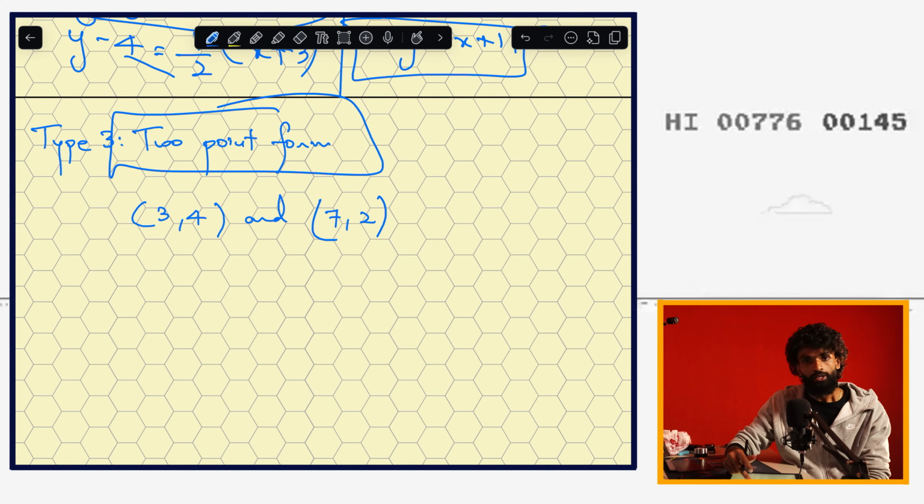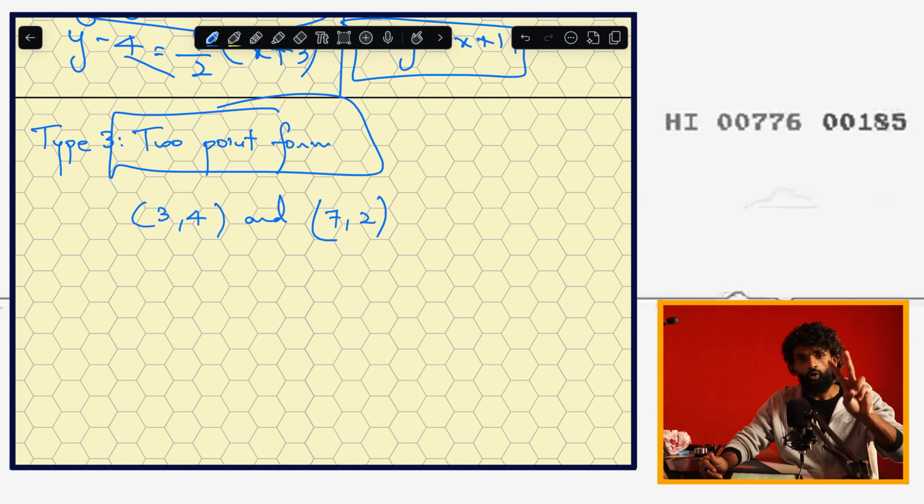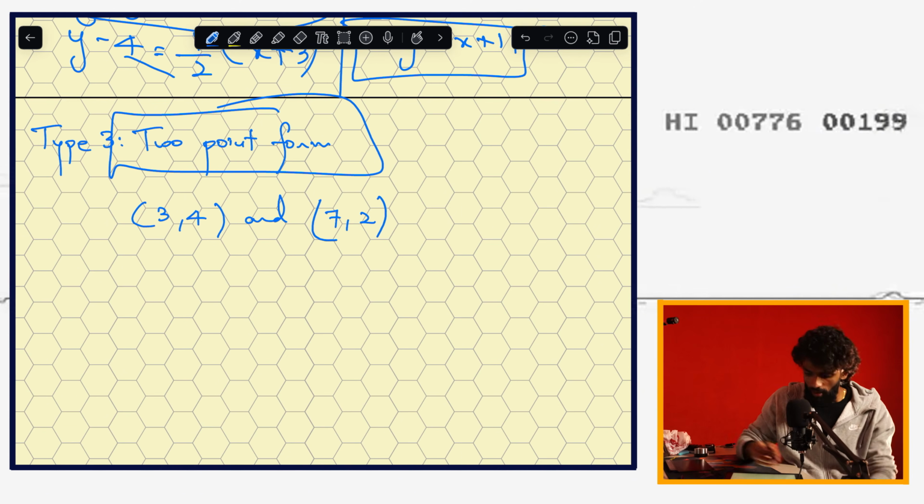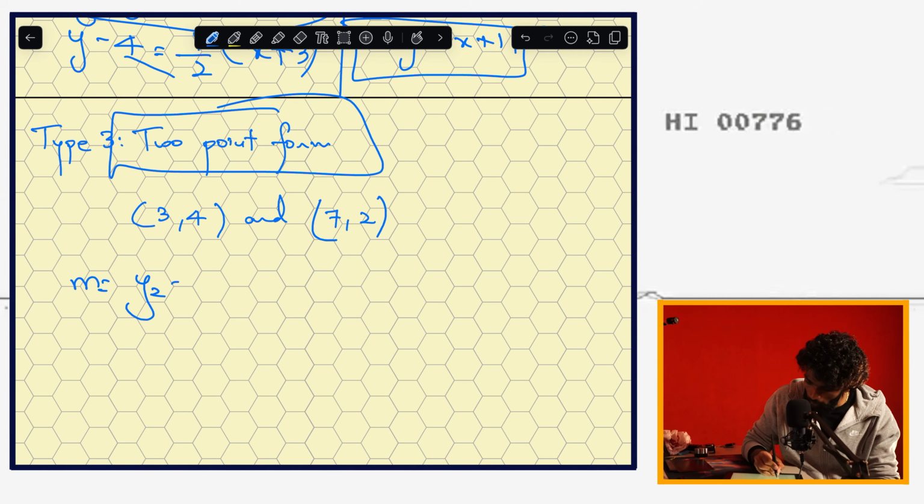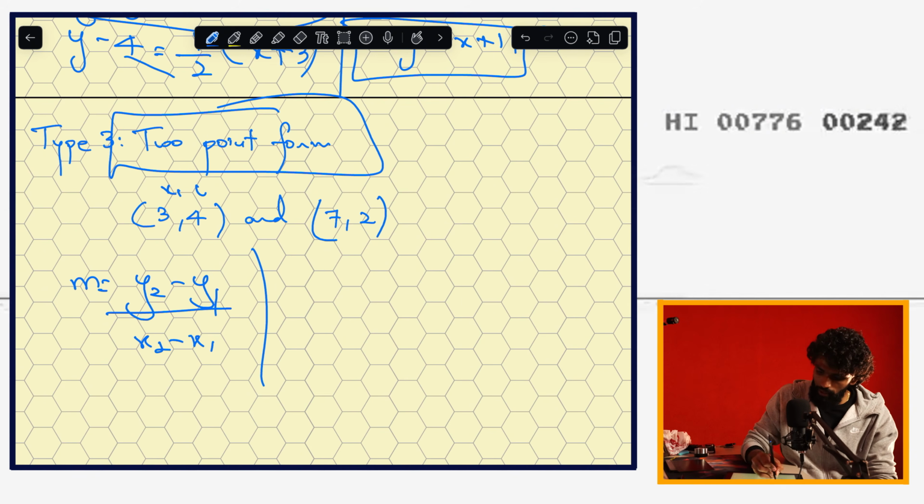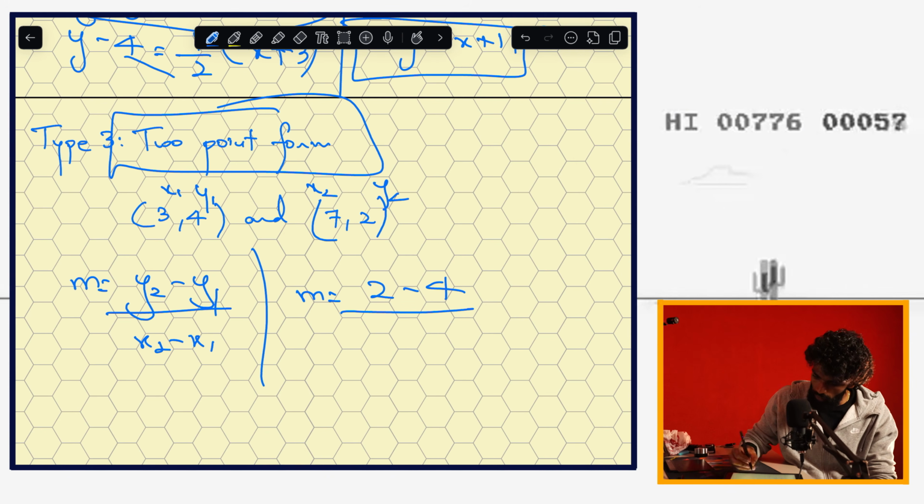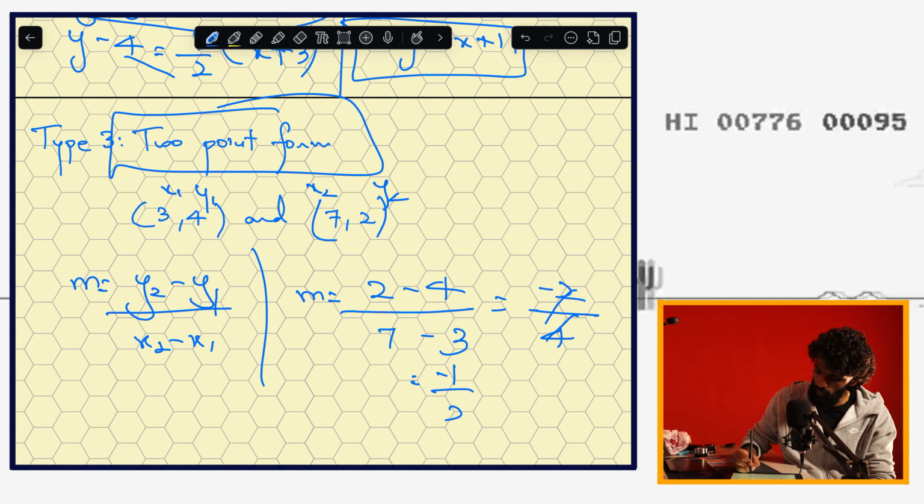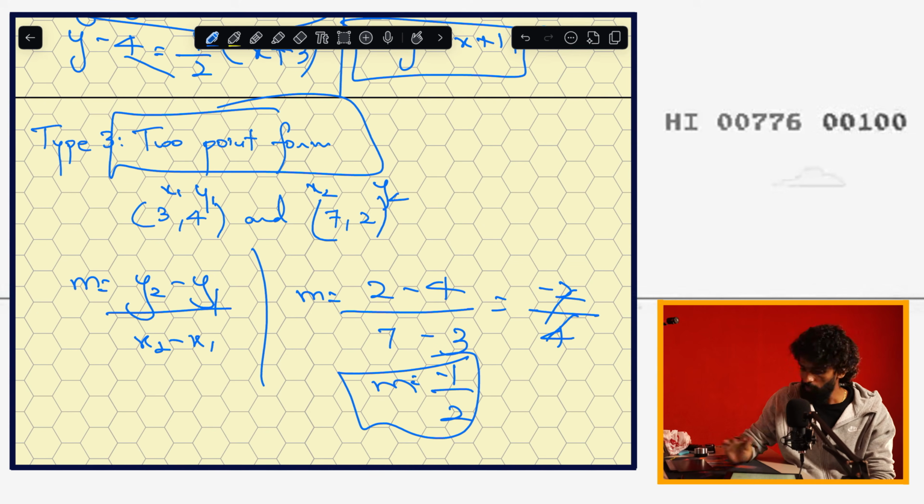But the problem is in type 2, there's something called as m. M is missing here. So I'll ask you a question. Can we find the value of m when 2 points are given? Yes, the previous video. How do you find m for two points? We use m equals y2 minus y1 by x2 minus x1. Okay, now I'll start naming the points x1, y1, x2, y2. M will be equal to y2 is 2 minus y1 is 4 by x2 is 7 minus x1 is 3. 2 minus 4 is minus 2, 7 minus 3 is 4, gets cancelled. The answer is minus 1 by 2 for m. I've got my answer for m.